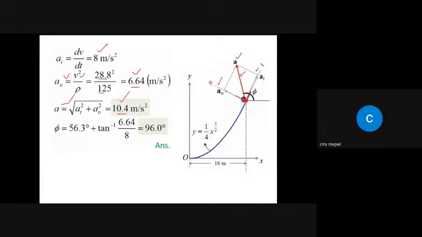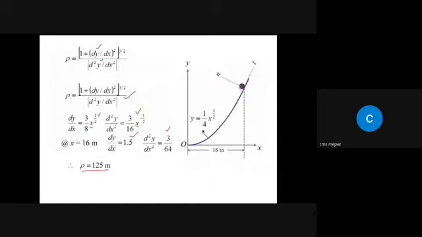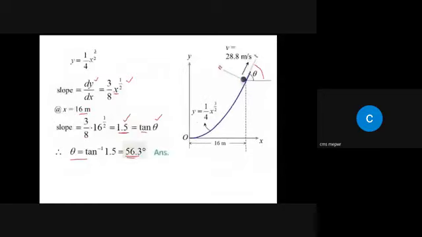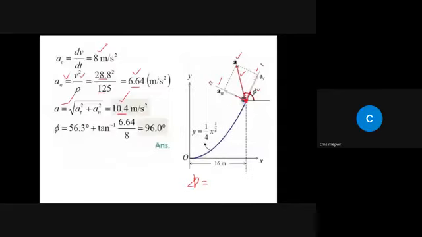What else do we need to find out? We need to find its angle with the positive x-axis, or its direction. Let's say the angle that it makes with the positive x-axis is this one, and let's say the angle is phi. If you want to find this one, it should be equal to 56.3, which is this theta, right? This angle is theta, and let's say the other angle is alpha. So phi should be equal to theta plus alpha, right?